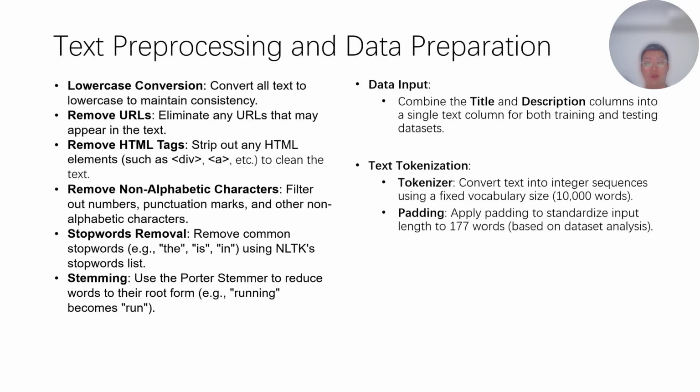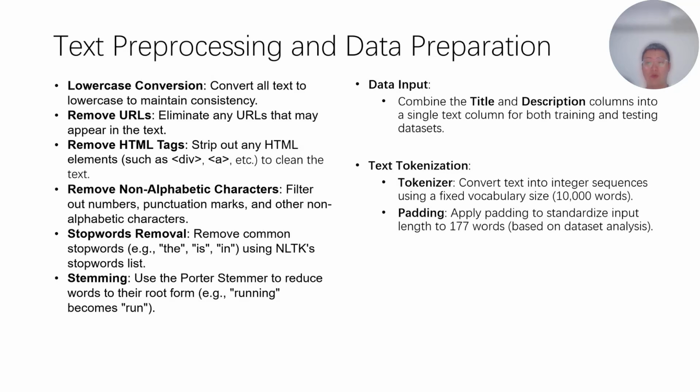Then I will introduce the text processing and data preparation. In this section, we will discuss how the data is prepared for the model. Below are the key pre-processing steps applied to the AG News topic classification dataset. First is lowercase conversion. To maintain uniformity, all text data is converted to lowercase. This step ensures that words like Apple and apple are treated as identical, preventing any unnecessary differentiation.